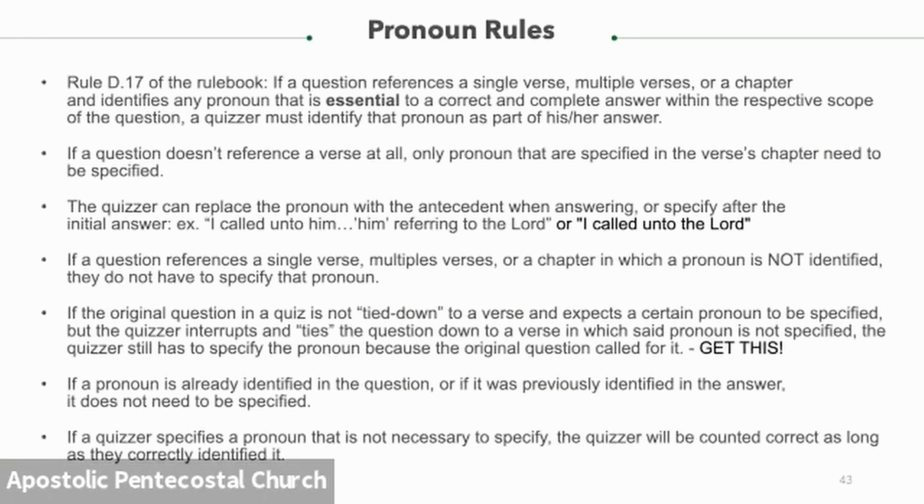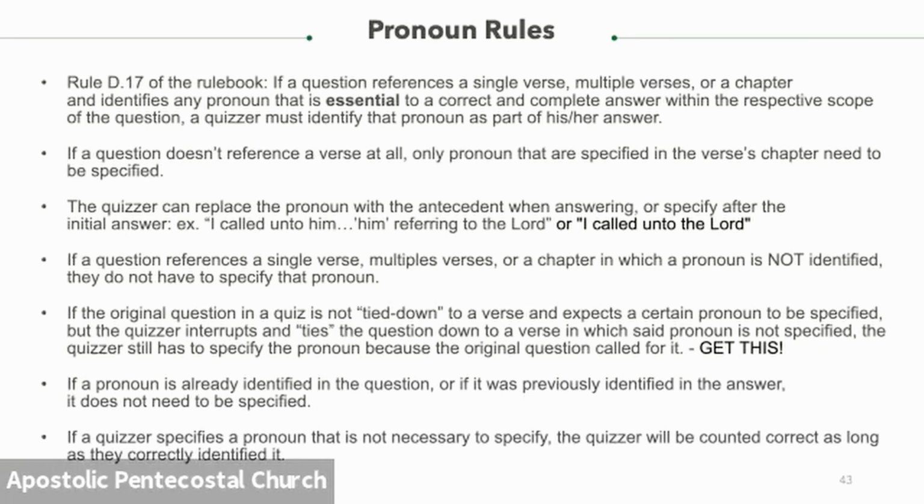I'm sorry. So then we get to the last bullet. If a quizzer specifies a pronoun that is not necessary to specify, the quizzer will be counted correct as long as they correctly identify it, or better said, maybe don't incorrectly identify it. Even if there's a pronoun that isn't necessary to answer the question and you incorrectly specify it, it's wrong, because you're saying he referring to Moses. Well, actually, that's not Moses. It wasn't even necessary, but you proved that you don't know what the content is.